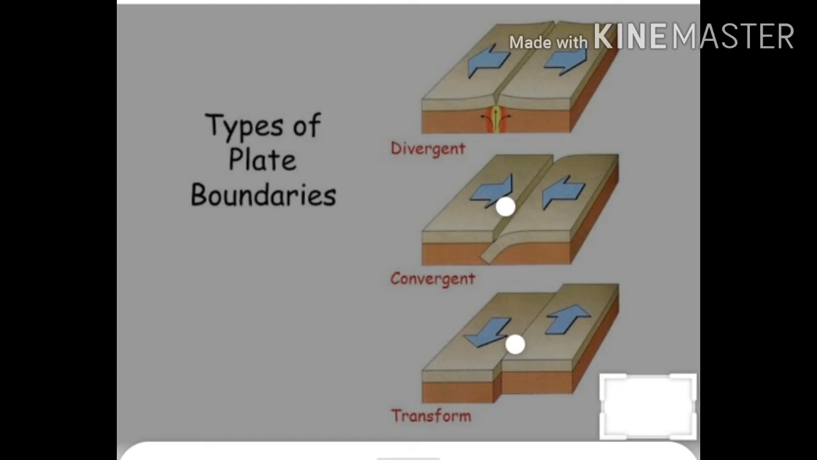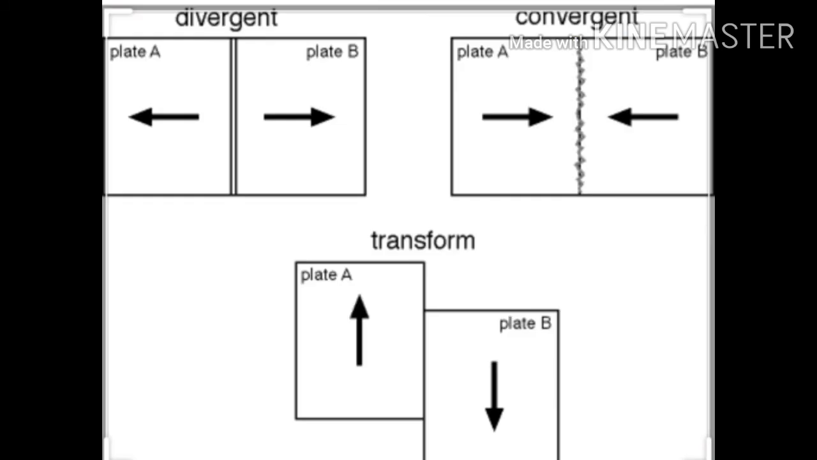So we see these three types of boundaries, plate movements. First is divergent, when they move apart. Second one is convergent, when they move towards each other. And the third one is transform, when they move past one another. And these movements are basically responsible for the formation of physical features on earth. In this last slide, we see the diagrammatic representation of the different movements of the plate: divergent, convergent, and transform. These are the three movements of the plate.